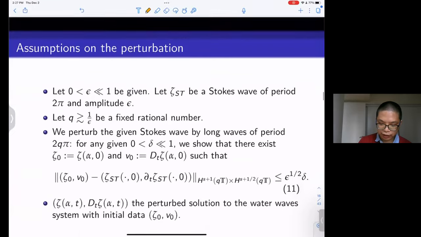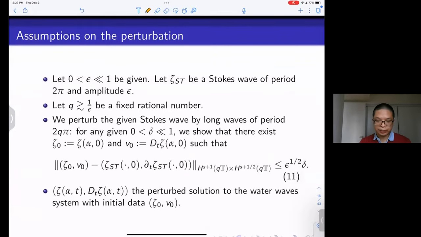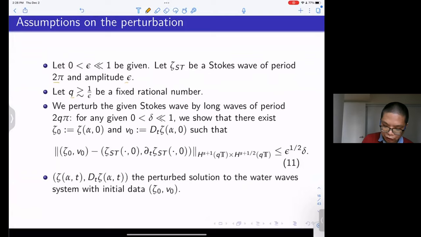So with this preparation, I can start to show our result quantitatively. Given, consider a Stokes wave of period 2 pi and assume the amplitude is small enough. Then we consider a long wave perturbation. This Q is larger than 1 over epsilon. We consider a perturbation of period 2 Q pi. And we assume the initial perturbation is of size epsilon to the 1 half times delta, little delta.